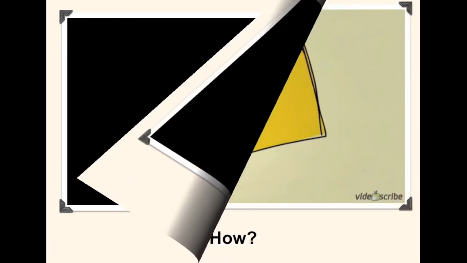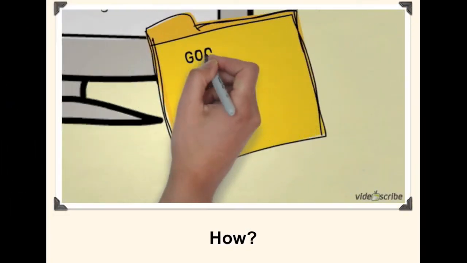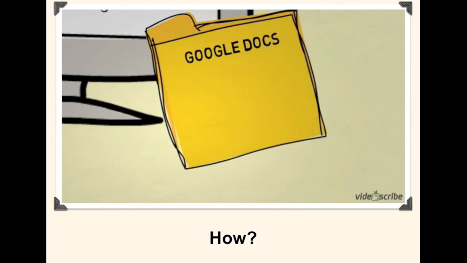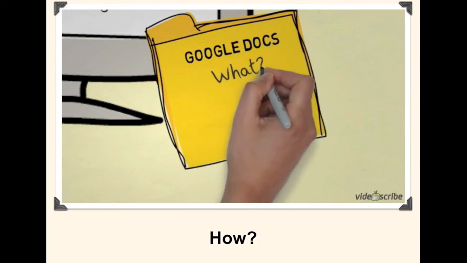So, that's the why, and we come to the most important bit, really, and how. How do we do this? How do we achieve it? What does it actually look like in practice?